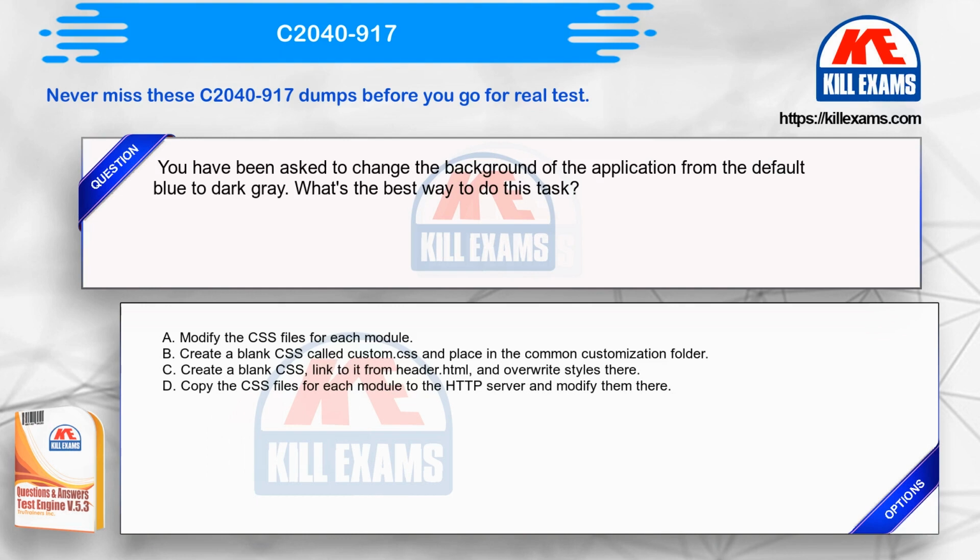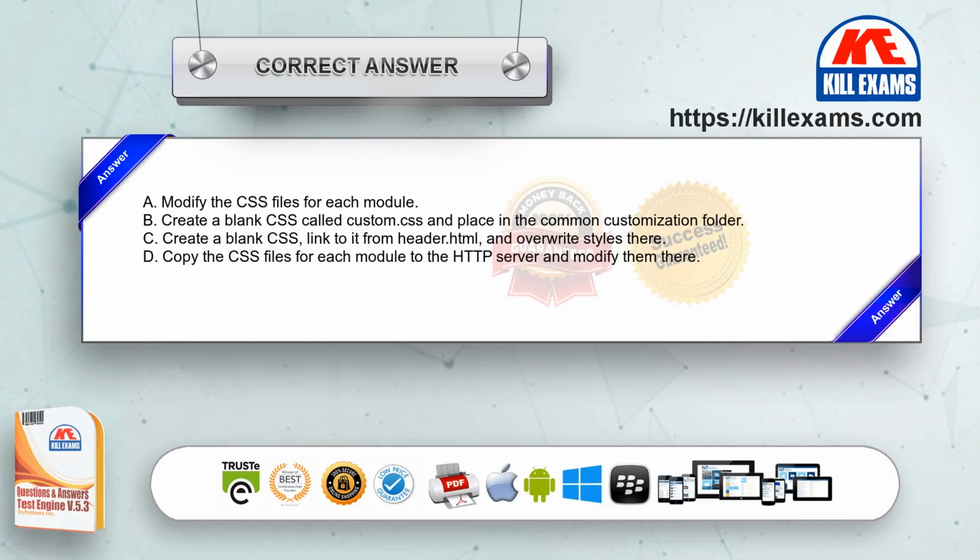Option C. Create a blank CSS, link to it from header.html, and overwrite styles there. Option D. Copy the CSS files for each module to the HTTP server and modify them there. The correct answer is option B.